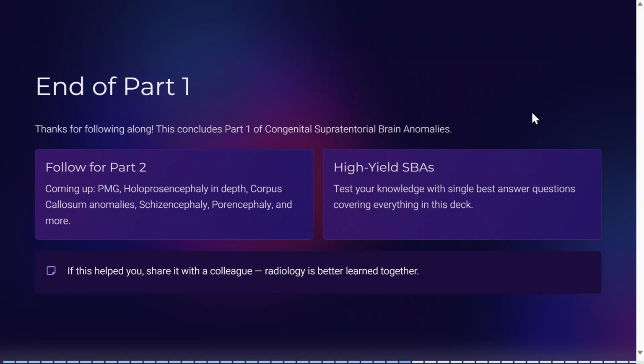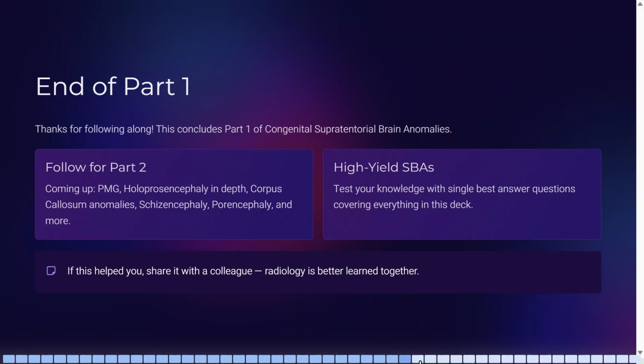This was all from my side for part 1 of supratentorial congenital brain anomalies. In part 2 we will be discussing a lot in the same terms, in the same category, and I will keep making these SBAs as well.